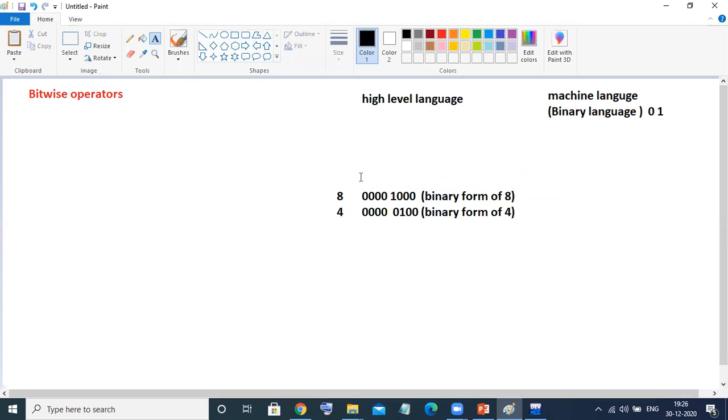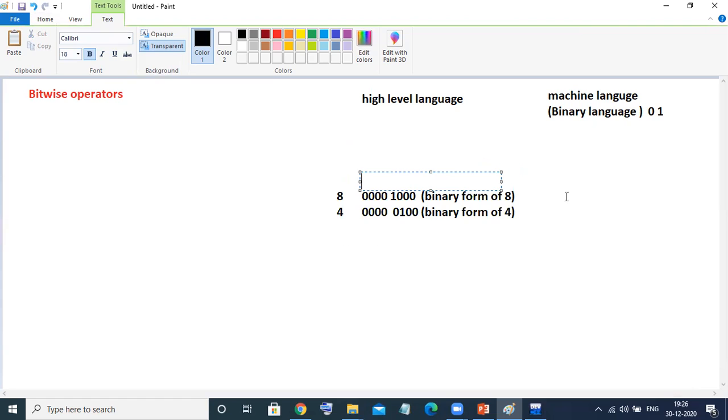Whenever I'm writing this, it is 2 to the power 0, because we are converting into binary. So 2 to the power 0 is 1. 2 to the power 1 is 2. 2 to the power 2 is 4. 2 to the power 3 is 8. 2 to the power 4 is 16. Then 2 to the power 5 is 32. Then 64, and so on.